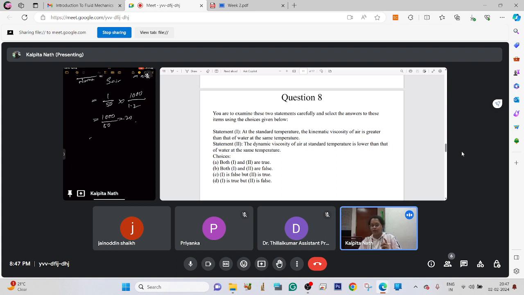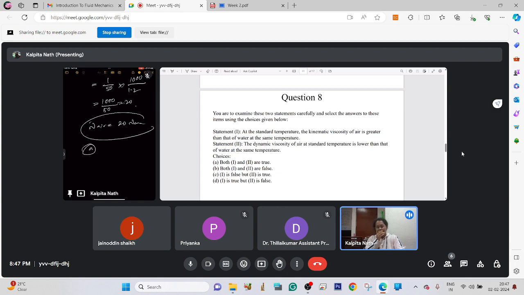Though we know that the dynamic viscosity of air is lower as compared to water, in case of kinematic viscosity it is just the opposite. That is, for air it is greater than that of water, because we can see that nu air is equal to 20 times nu water. So the answer is option A.